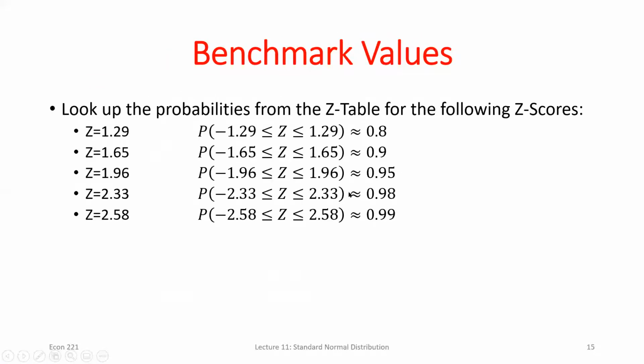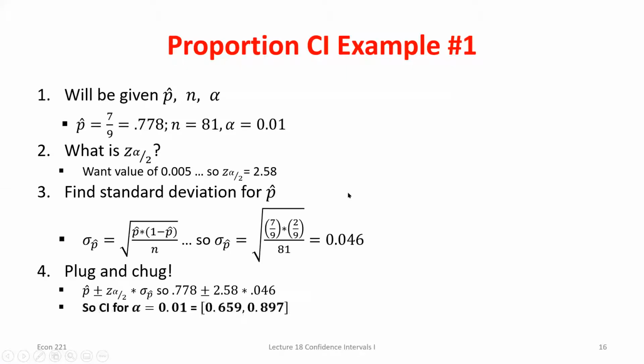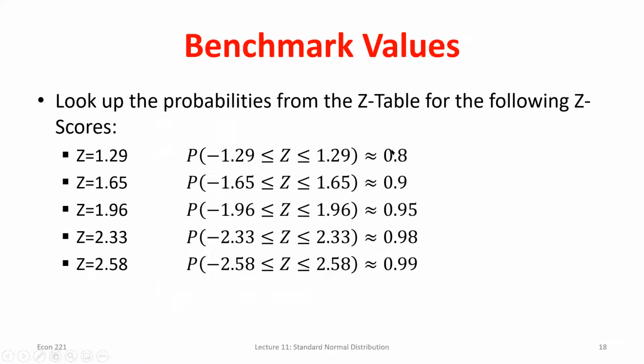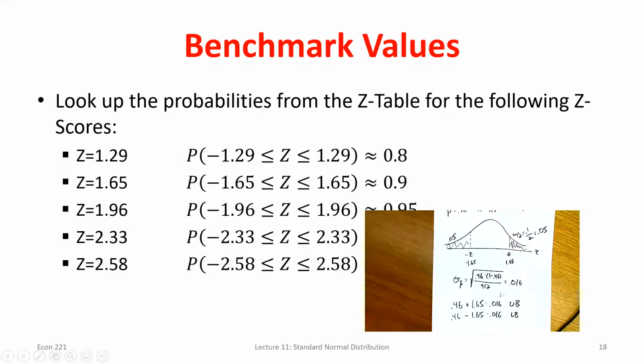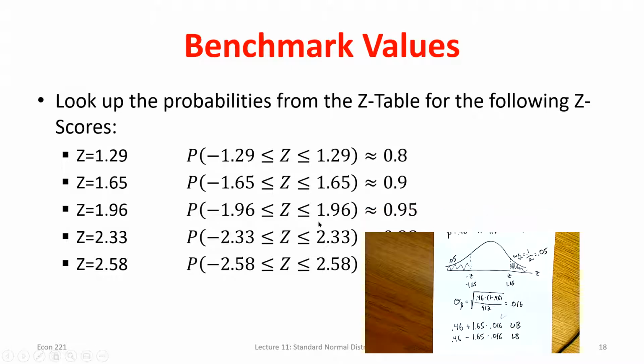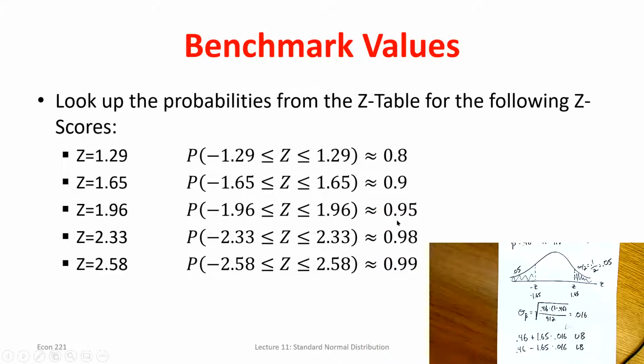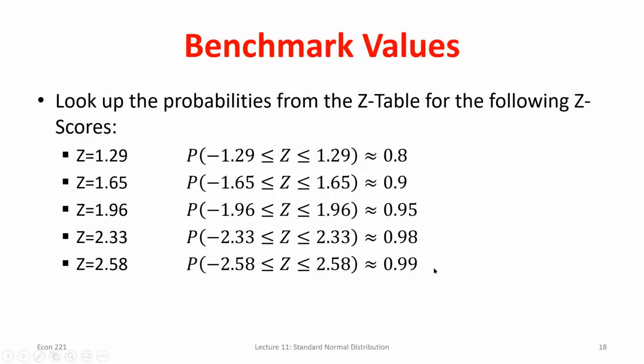I put it in between the examples because instead of using the table every single time, we're going to notice that anytime I want to find the area of alpha over 2 is 0.05. So anytime I want 0.05 in the tail, I'm always going to find negative 1.65 and 1.65. Anytime I look up 0.025 in the table, I'm going to find 1.96. So these are going to be some benchmark values that we start to see pop up quite a bit.